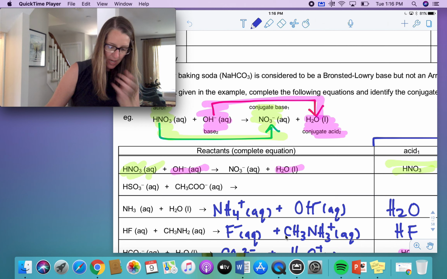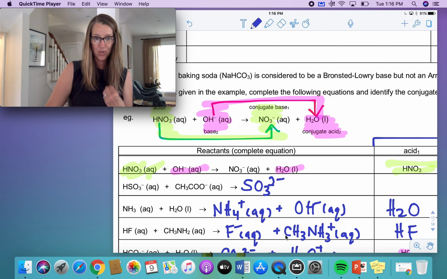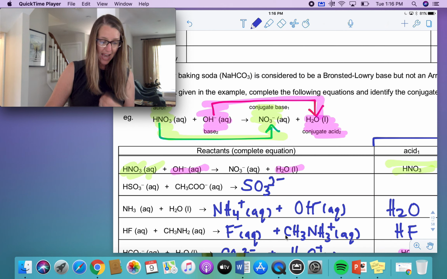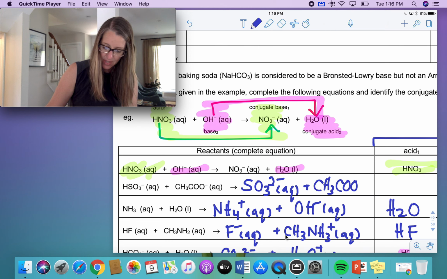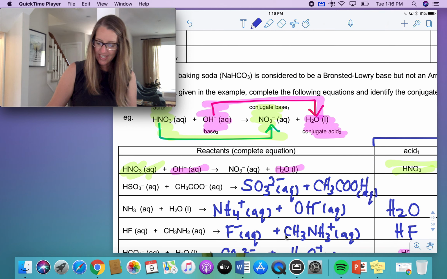For the first one, I know it's likely going to go like this. HSO3 negative is going to lose the hydrogen ion, to become SO3 2 negative. That's what's going to act as my acid. And I know that the acetate, CH3COO negative, is going to act like a base. How do I know that? Because I know that acetate likes to do that. So I'm going to pop the H on there, and now I've got acetic acid.